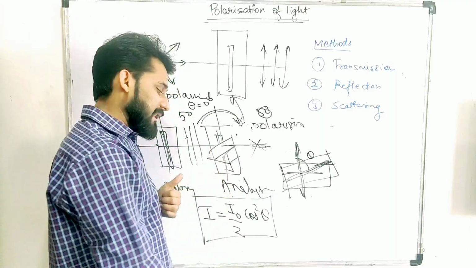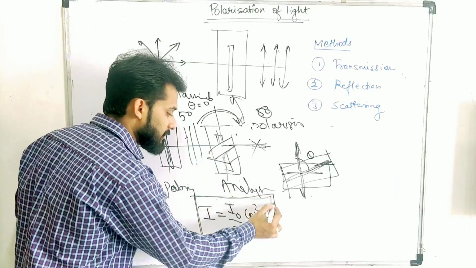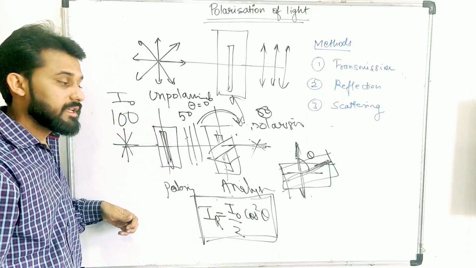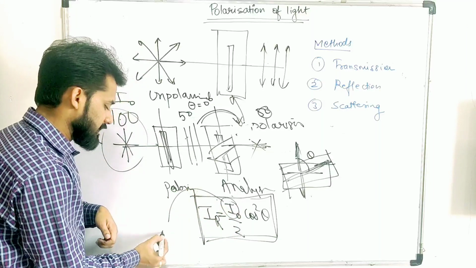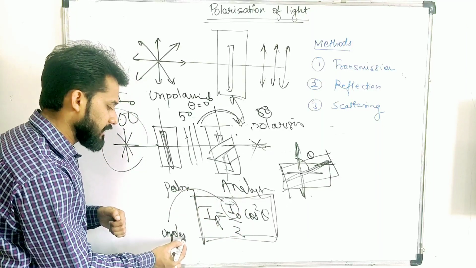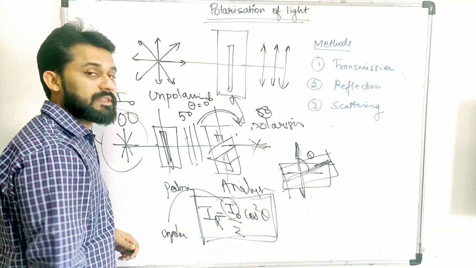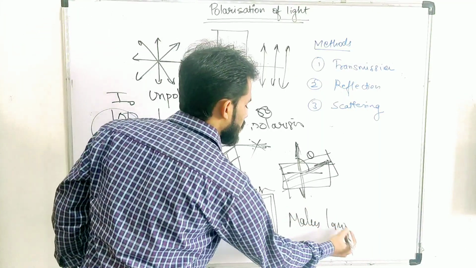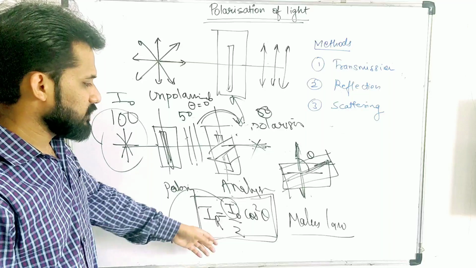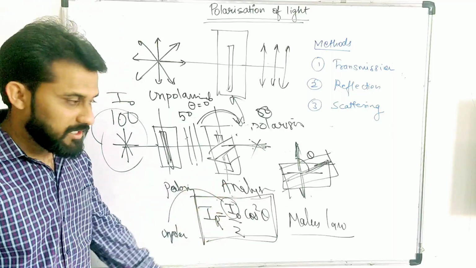So the second is the analyzer, and the resultant intensity coming out is given by the original I naught. I naught is unpolarized light का intensity. Unpolarized light का intensity upon 2 cos square theta. This is called Malus law. Okay, syllabus में नहीं है लेकिन you must know these basic things. बहुत difficult भी नहीं है.